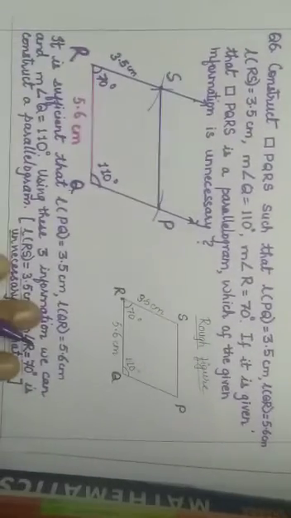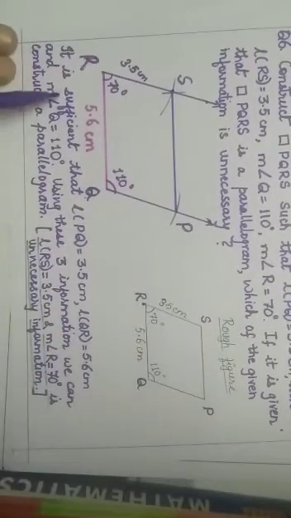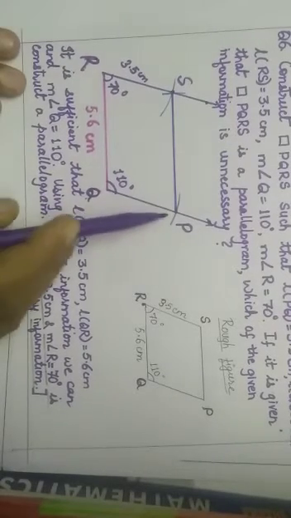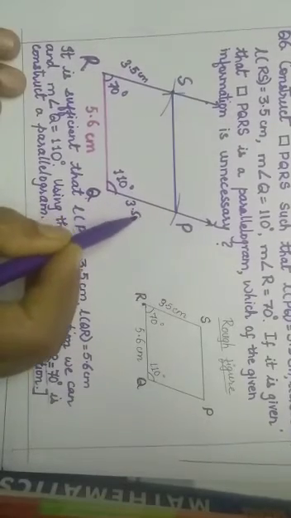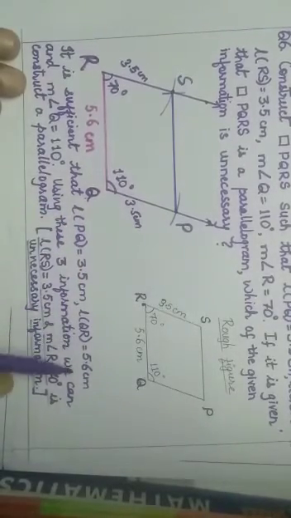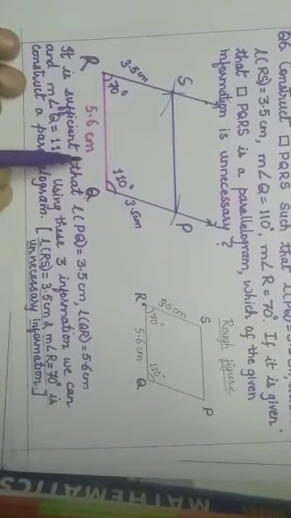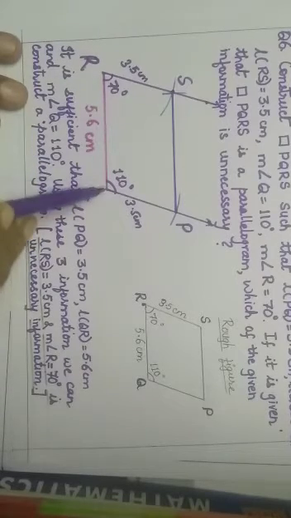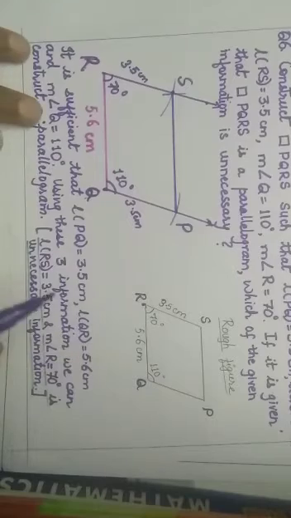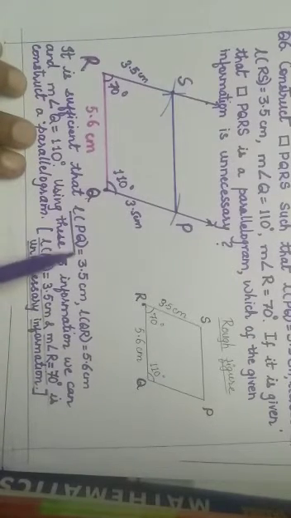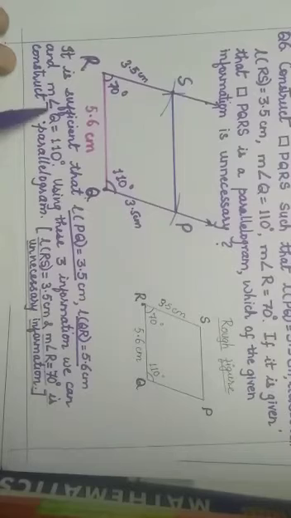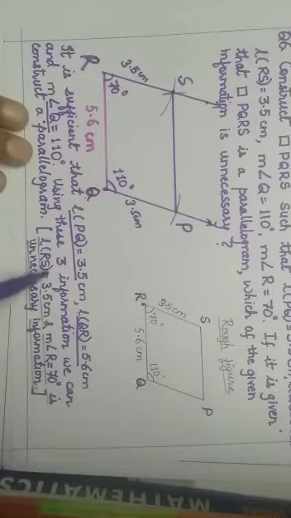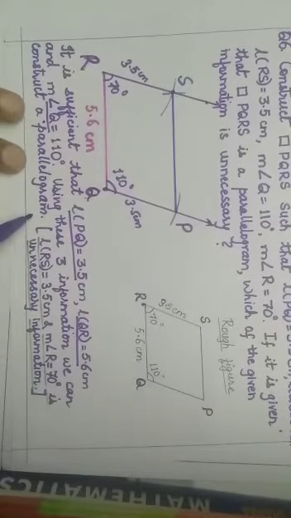So here, which information is unnecessarily given, that we can write in the answer. So what is your answer then? See what you have to write. It is sufficient that length PQ is equal to 3.5 centimeter. PQ was earlier given as 3.5 centimeter. Then length QR is equal to 5.6 and measure angle Q is equal to 110. So there are three measurements, PQ, QR and measure angle Q. With these three measurements we can draw the parallelogram. Using these three pieces of information we can construct a parallelogram.